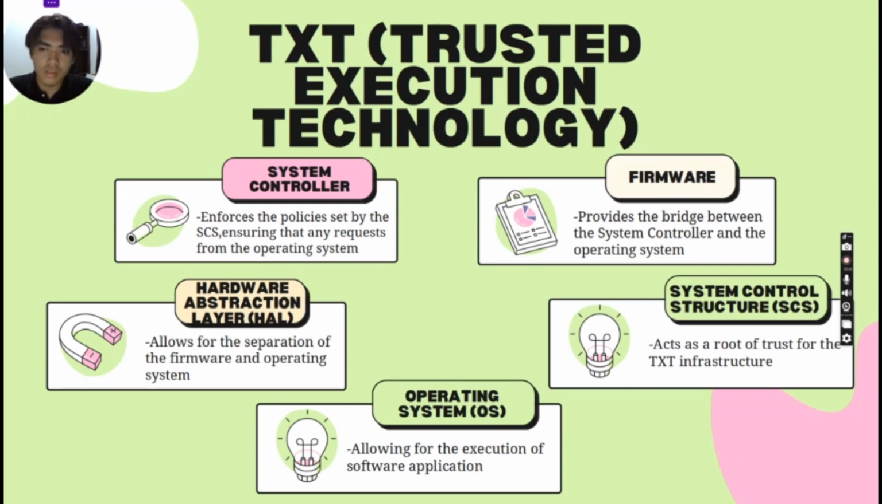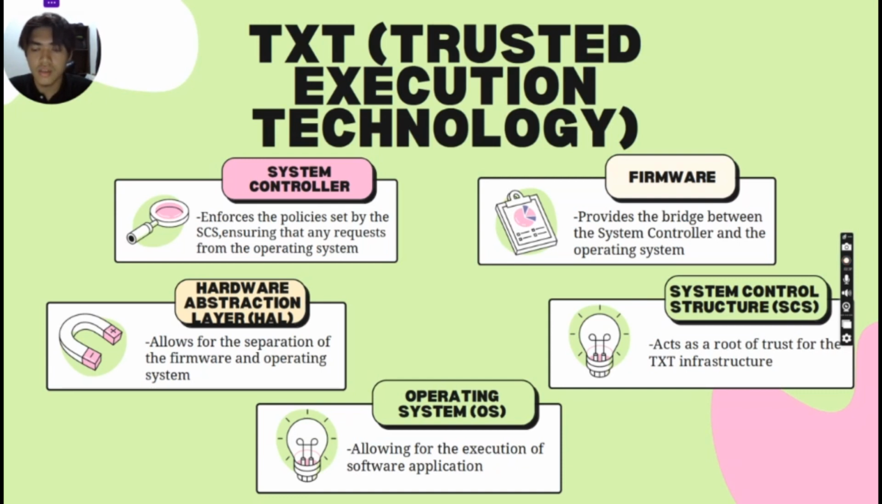The fourth one, system controller structure, SCS. SCS is a hardware component of TXT that stores the security keys and policies for the system. The SCS acts as a root of trust for the TXT infrastructure, guaranteeing that the firmware and operating system have not been tampered with. And the last one is OS, operating system.